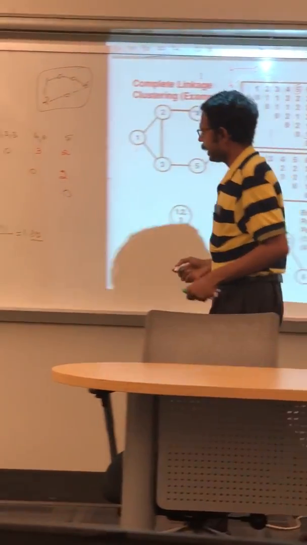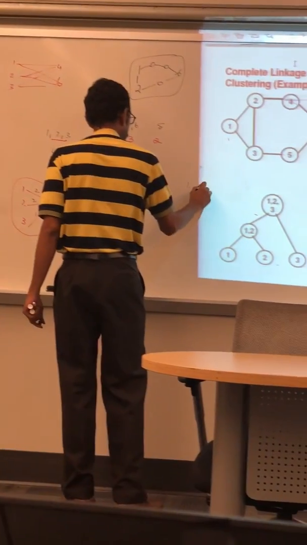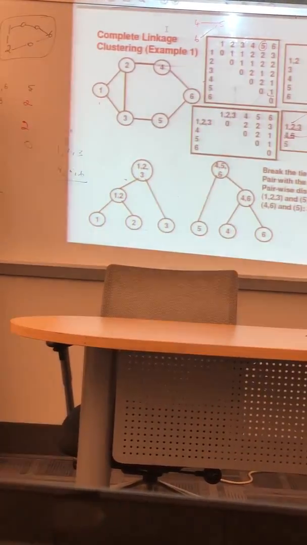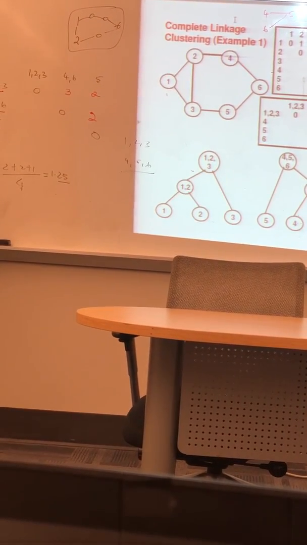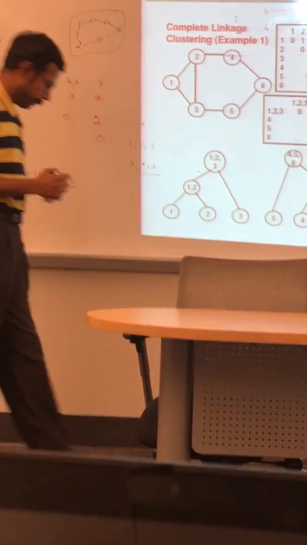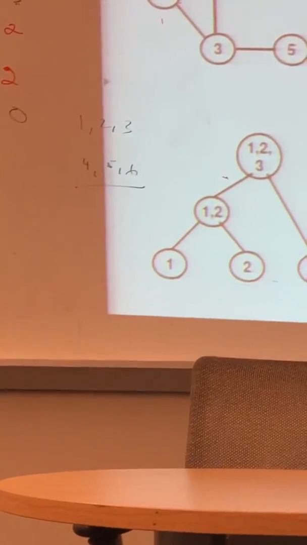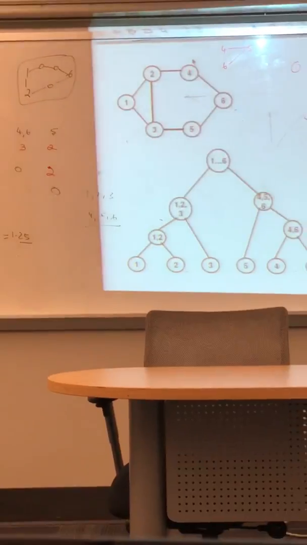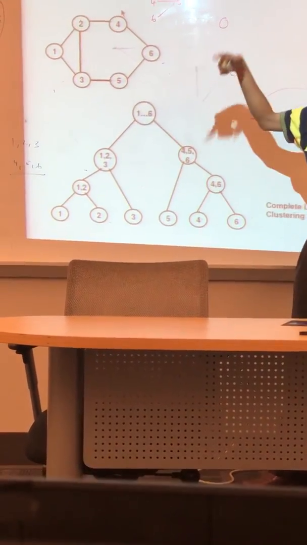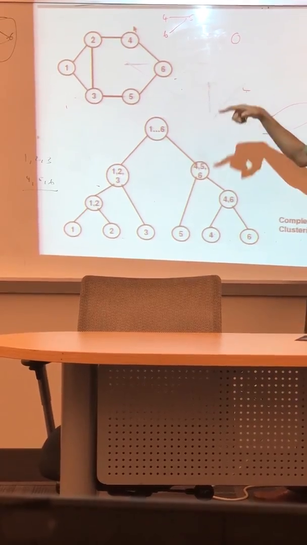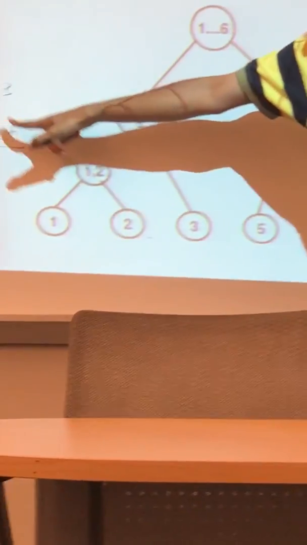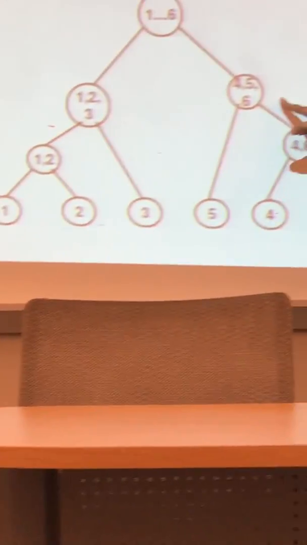So we have only 2 communities now, 1, 2, 3 and 4, 5, 6. That's the maximum we can do. Then the next would be to just combine the 2 communities into one community, which is the whole graph. Which means we have a hierarchy like this: 1 to 6, the entire graph considered one community. Then we have 1, 2, 3 as one community, 4, 5, 6 as another community.